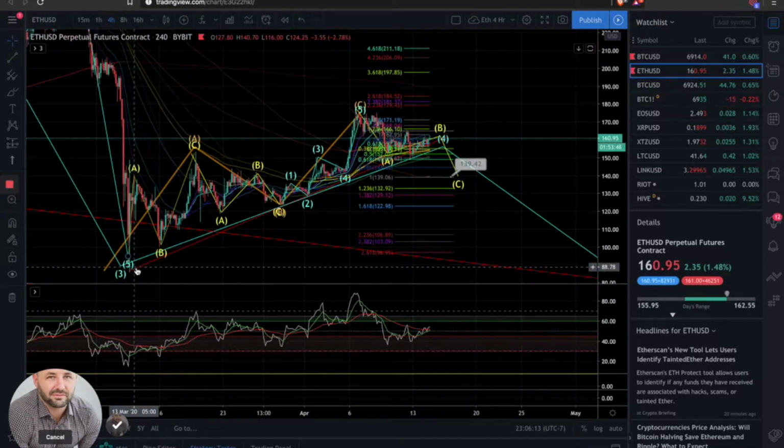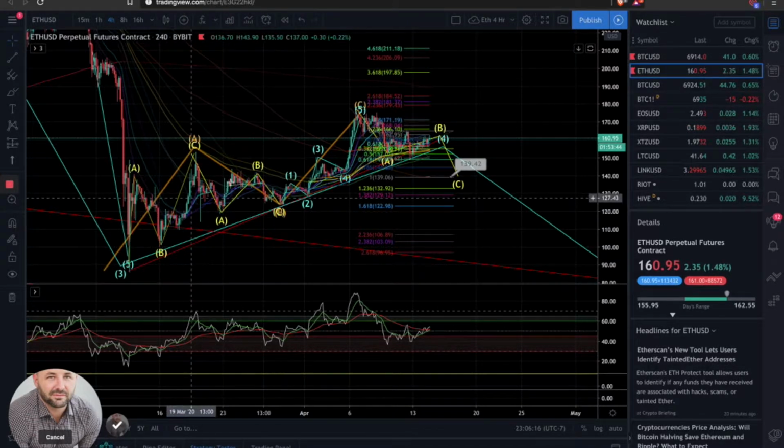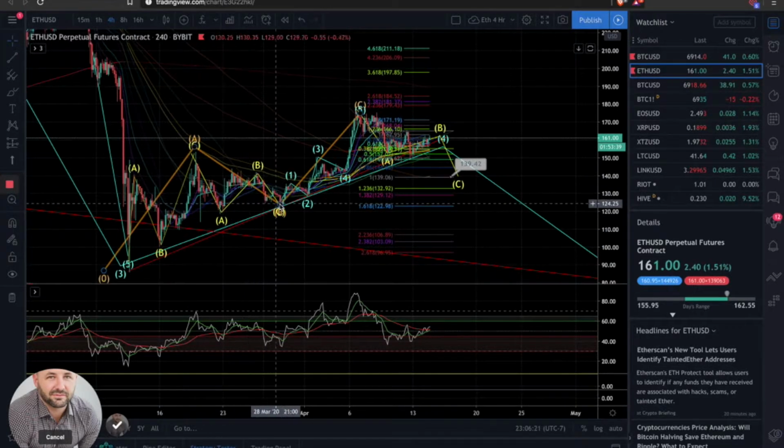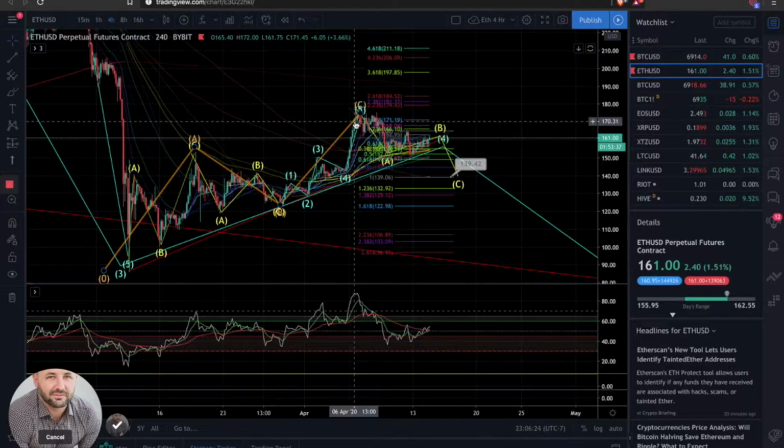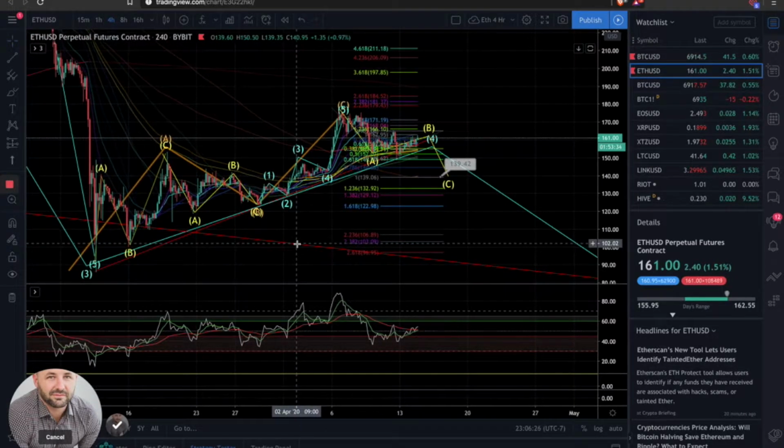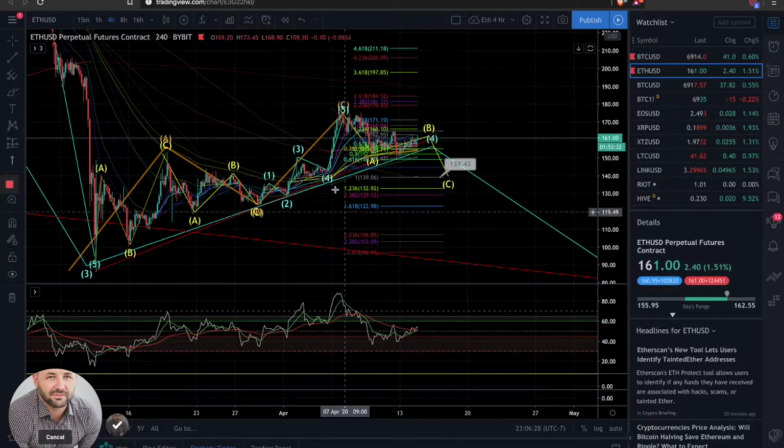Overall, this whole move still looks corrective to me for an ABC, where we have 3 waves for the A, another 3 waves for the B, and then a 5-wave move right here for the C on ETH. It's been pretty common for ETH to have an extended 5th wave. For an alt, that's pretty common, so it's something to look for. You can see here we had an extended 5th wave and a 3rd wave, so the 5th wave of the 3rd, or the overall 5th wave, is something to watch for as we get these C waves or impulse waves on ETH.